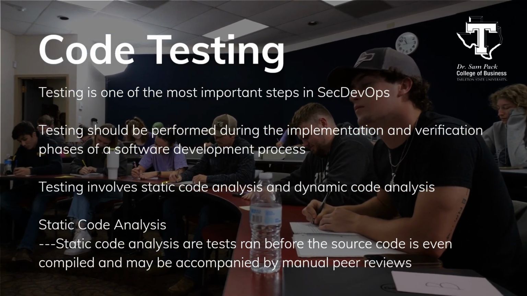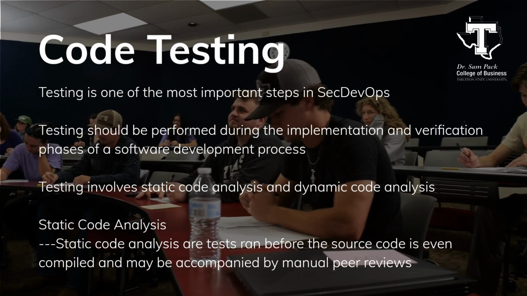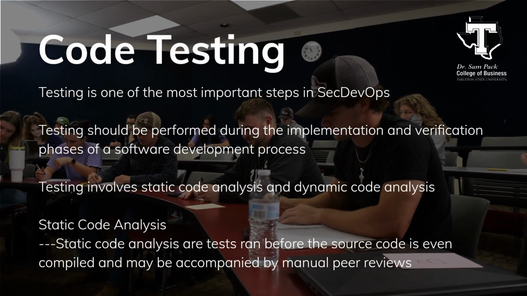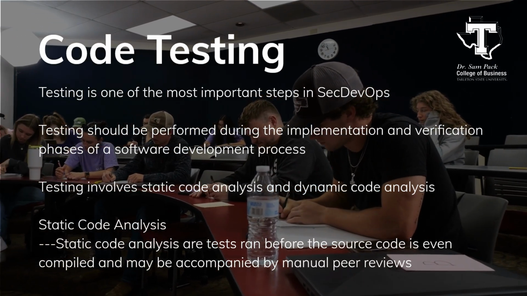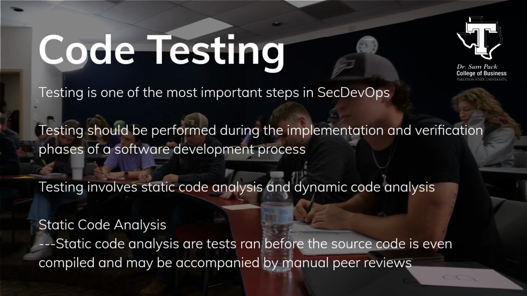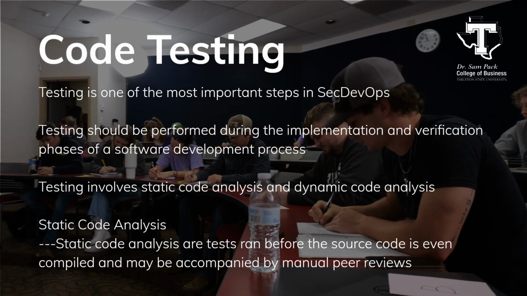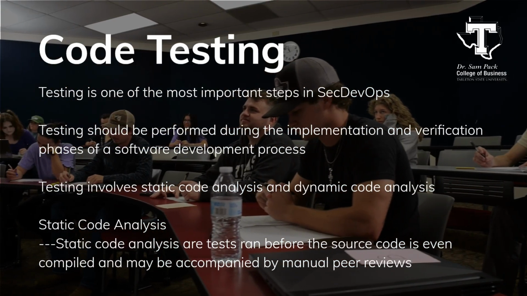There are two main types of code analysis: static and dynamic. Static code analysis involves testing the source code before it's even compiled. This can include automated tests as well as manual peer reviews. It helps catch issues early in the development process.